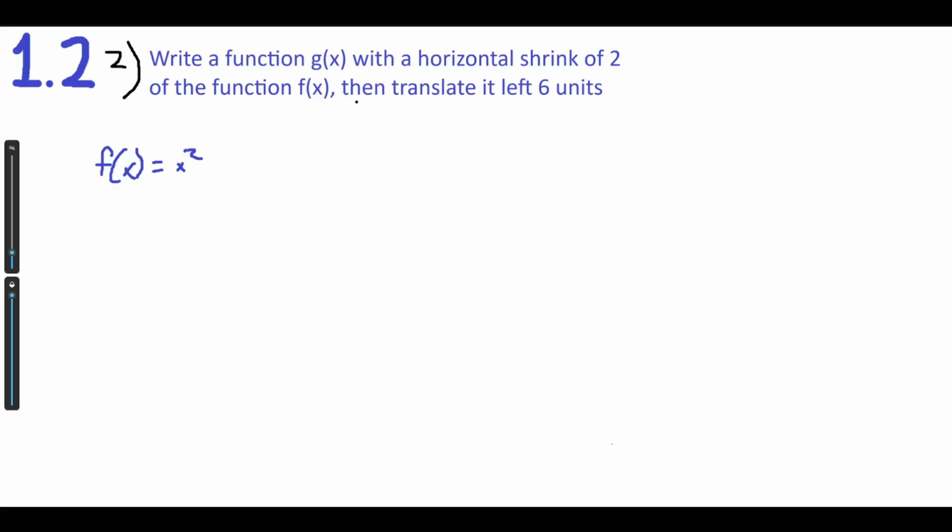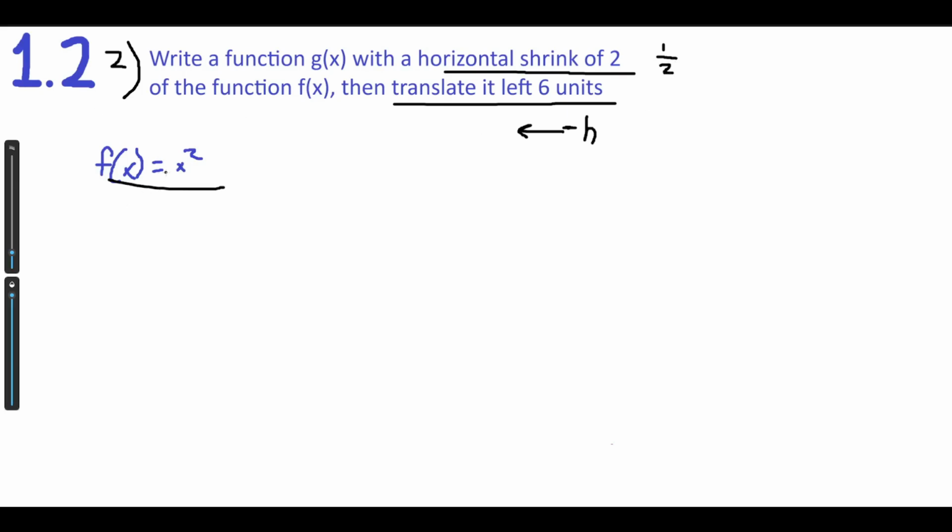All right, next up we have: write a function g of x with a horizontal shrink of 2 of the function f of x, then translate it left 6 units. So first I see horizontal shrink, and then translation left. So that means we want this way, or a negative h. And a horizontal shrink of 2 is kind of weird. They're counterintuitive, so it would technically just be 1/2. You'll see what I mean later.